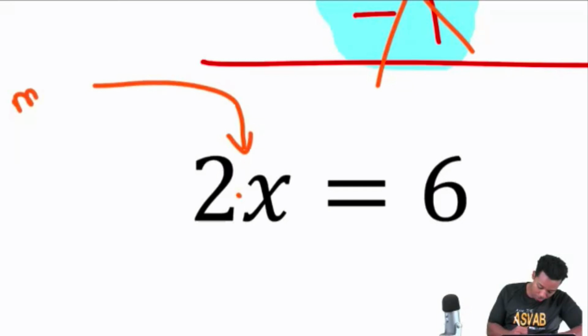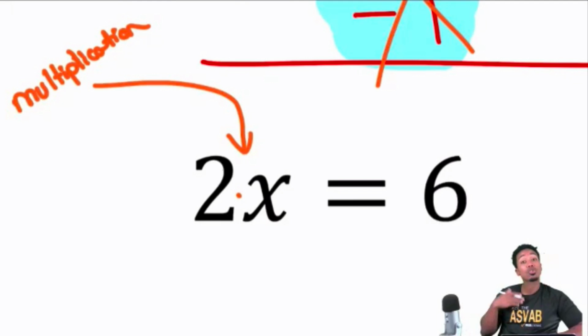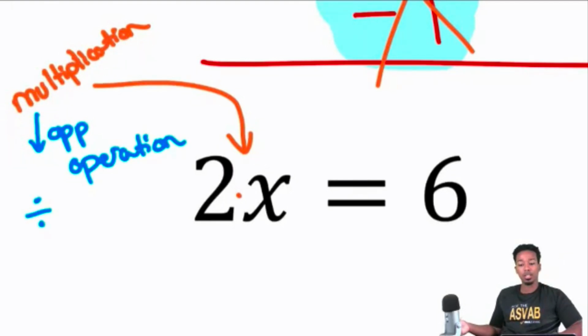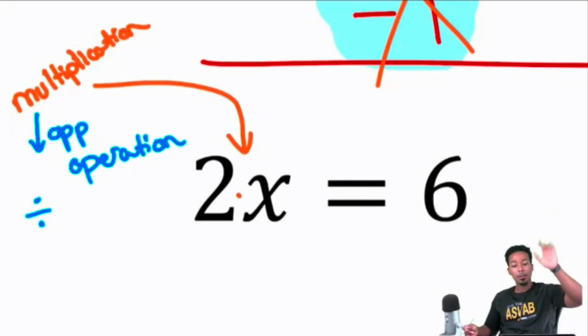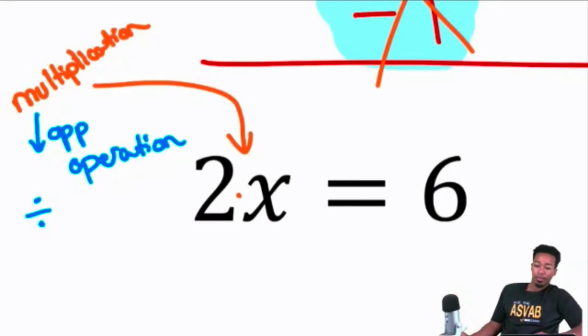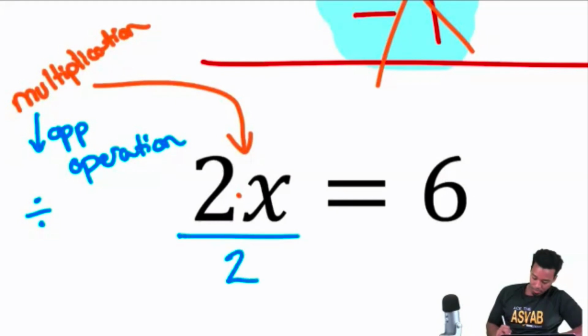Currently what's happening is multiplication. And so the opposite operation is division. Yes or no, everybody? Do we see that? Because we see multiplication here, the opposite operation is division. Yes or no, do we see that? Thank you, my party people. Thank y'all.